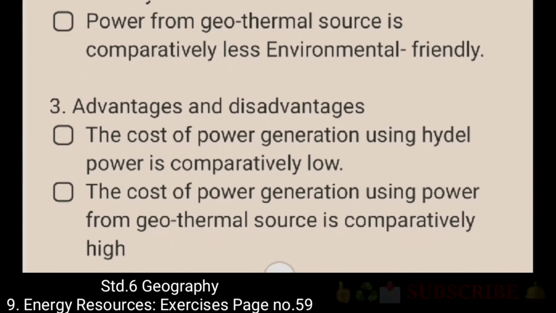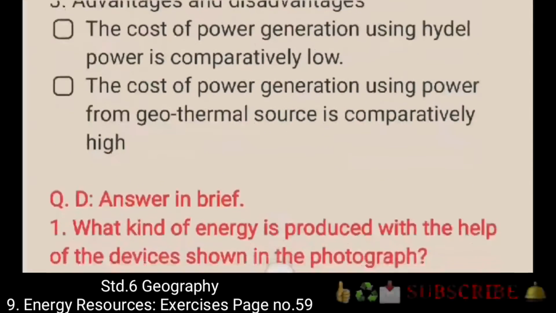Third, advantages and disadvantages. The cost of power generation using hydel power is comparatively low. The cost of power generation using geothermal sources is comparatively high.